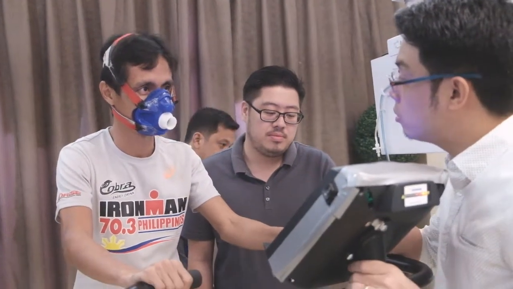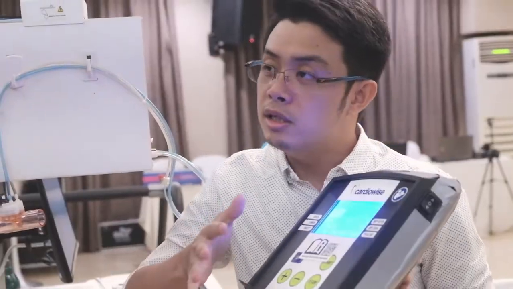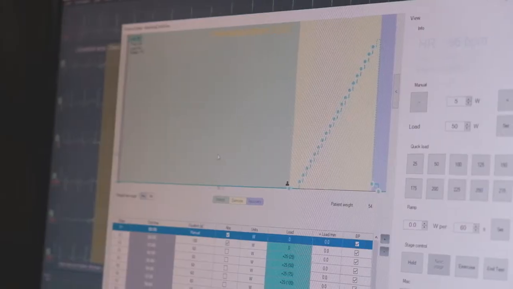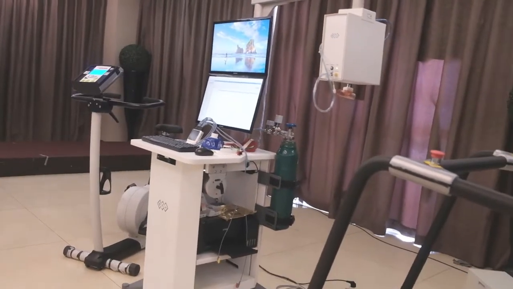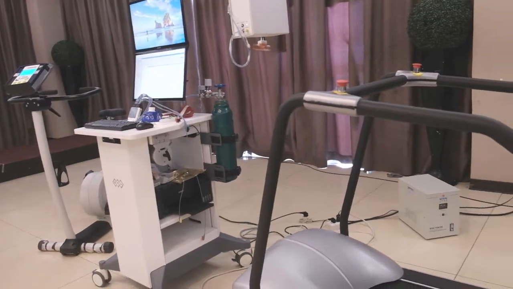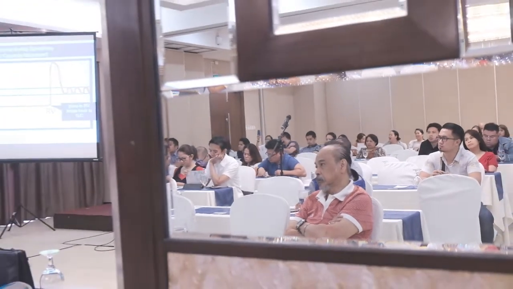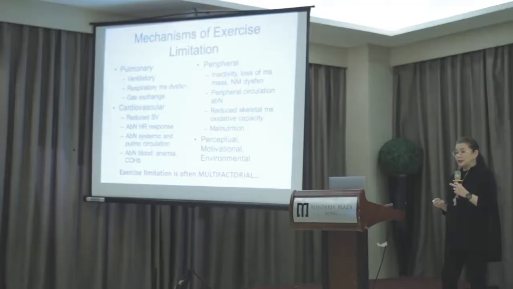So these are the common causes for exercise limitation. From a pulmonary standpoint, we do have ventilatory or respiratory muscle dysfunction, gas exchange problems. Cardiovascular system problems can range from reduced stroke volume or chronotropic problems, inotropic problems, abnormal heart rate responses, pulmonary and systemic circulatory abnormalities, anemia.